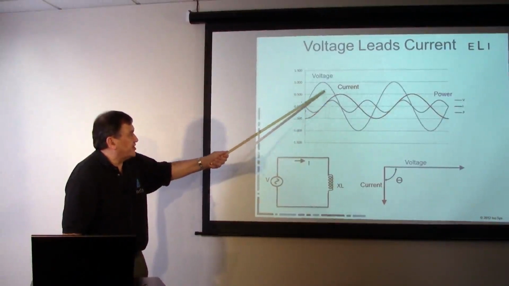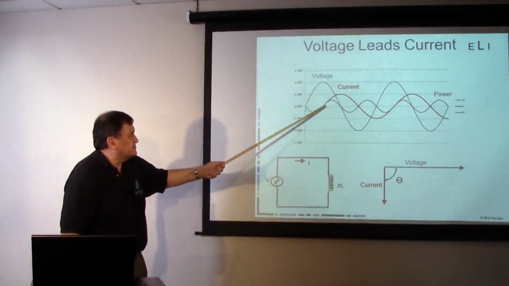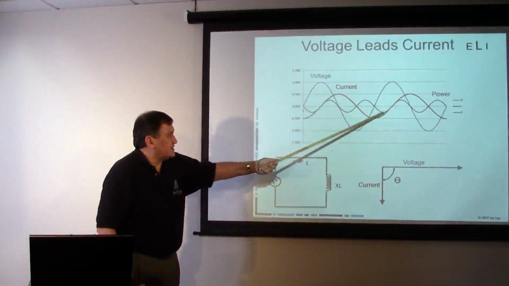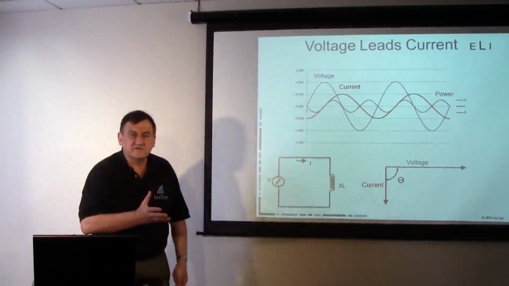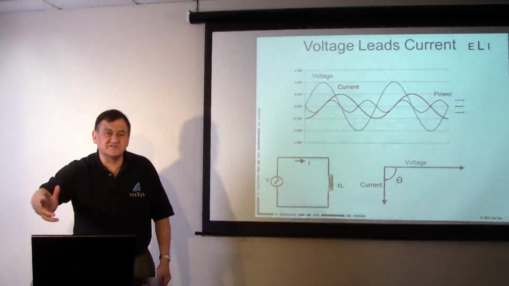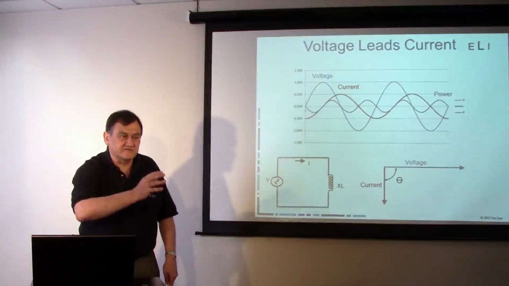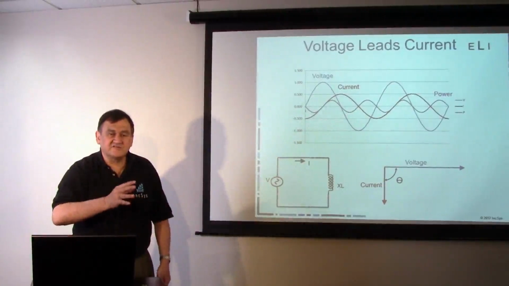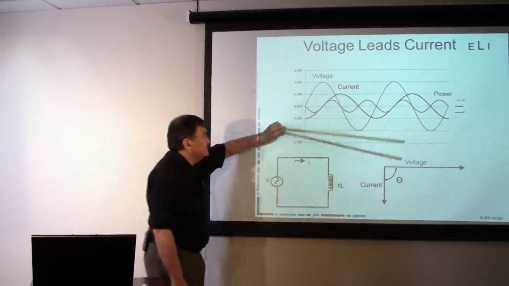And now we have both positive. Voltage and current are both positive, so our power is positive. And so again, we get this cycling reactive power curve, and it's going at twice the frequency of our fundamental curve of 60 hertz. This one is 120 hertz, but the average value of that waveform is zero.